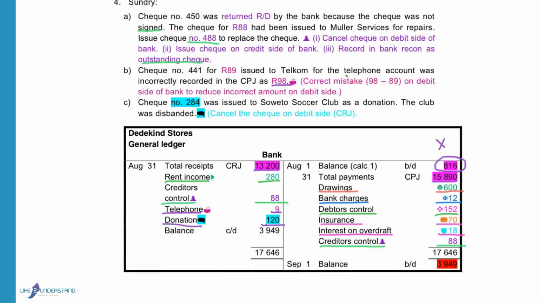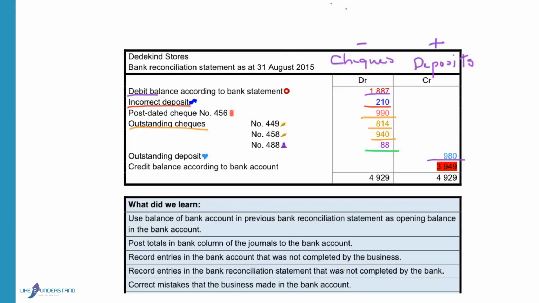After we recorded all the entries, we will balance our bank account to determine what is the closing balance. Because this balance is brought down on the credit side, the 3949 will be recorded in your bank reconciliation on the credit side. So this credit balance according to bank account will always be on the same side as the balance that was brought down in the bank account.